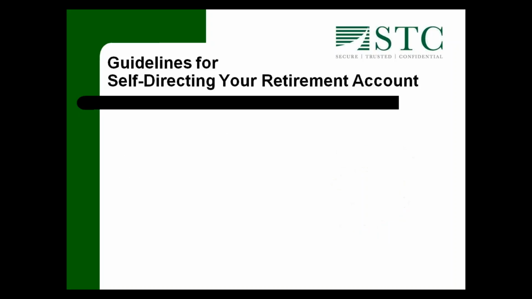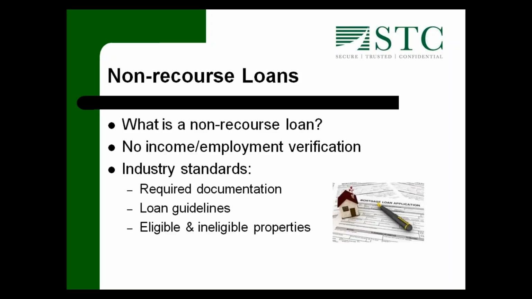Now, some properties are eligible and some are not. So eligible properties include things like single-family residences, some condos. Again, this would relate to the particular lender. 2 to 4 plexes, so duplexes up to 4 units in one building. Multifamily units, that could be 5 or more. And retail, office, and warehouse properties.